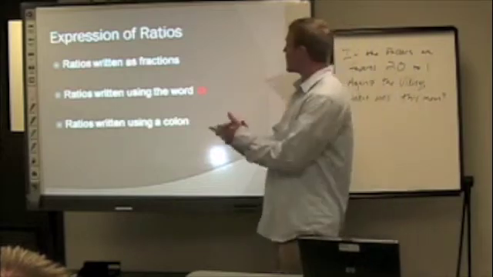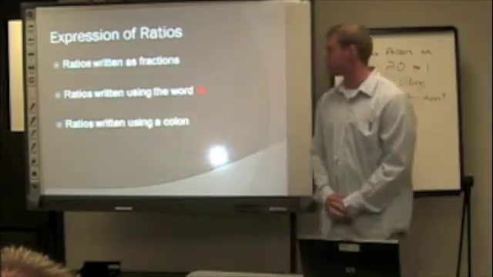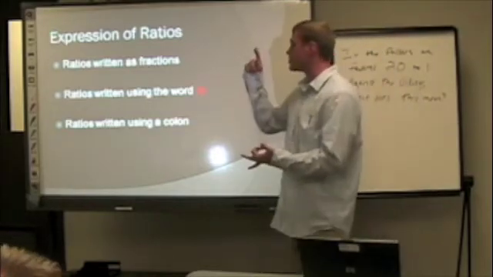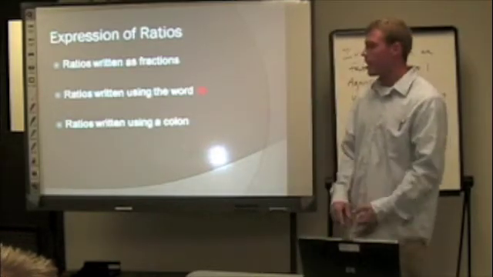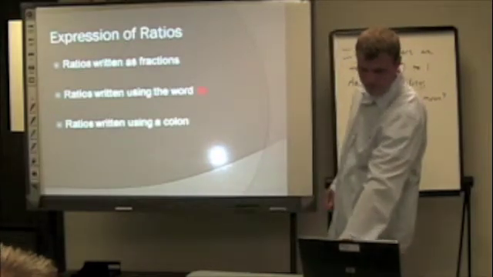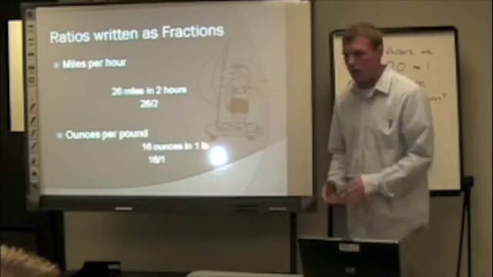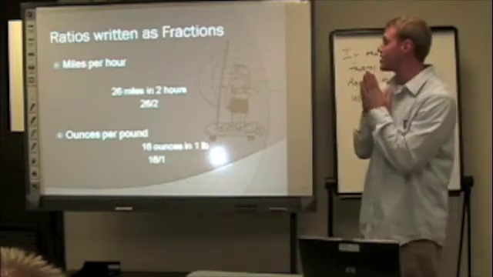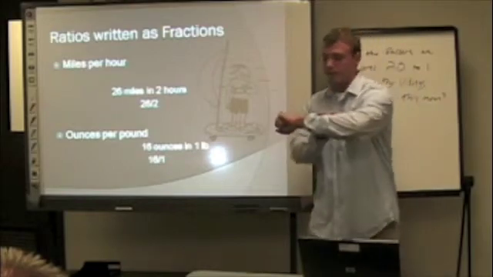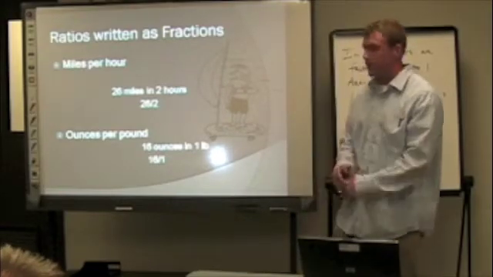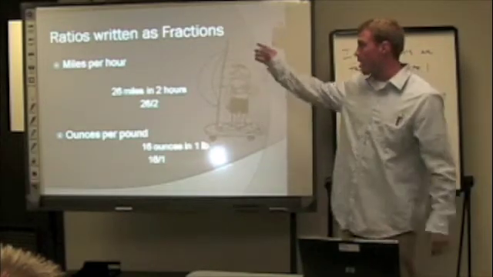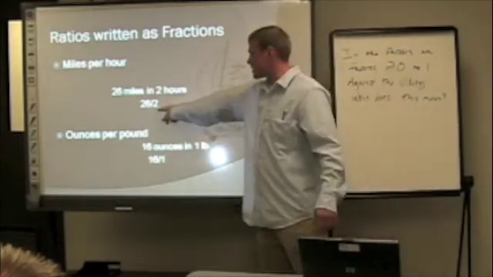Alright, gang. Next, we're going to move to expression of ratios. Ratios can be written as fractions, ratios can be written using the word "to," and ratios can be written using a colon. Alright, first we're going to break down fractions. Little Jimmy right here is on his skateboard, and he's paying attention to his clock. He traveled 26 miles in 2 hours. The ratio, when you write it as a fraction, would be 26/2.